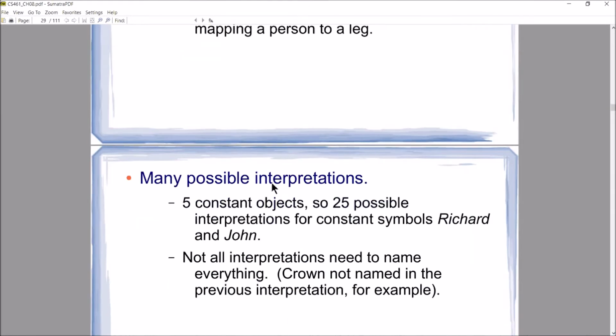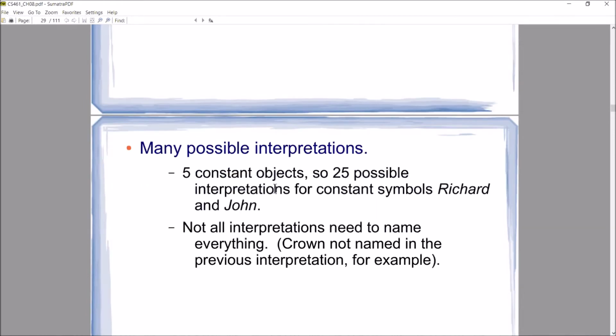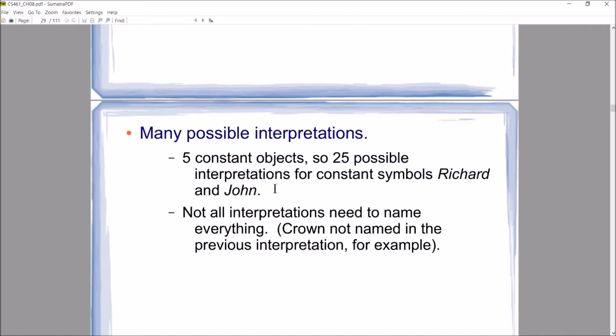Now, you can have a lot of different interpretations, just like when we enumerated different models with that truth table enumeration algorithm. You had different possible worlds. You can have many possible interpretations and therefore many possible worlds here in first order logic. So we've got 5 constant objects. So what does that mean? There could be 25 possible interpretations using those symbols Richard and John.